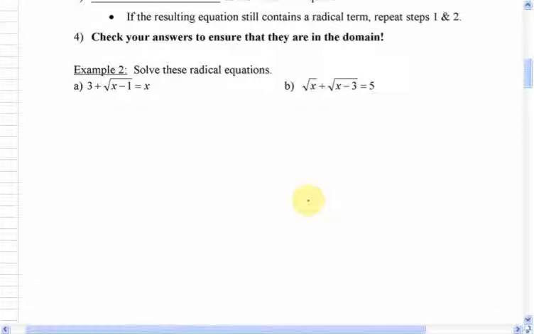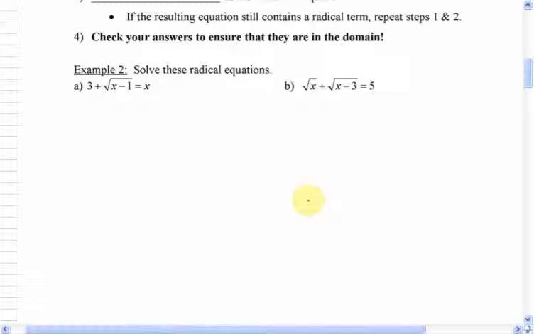Okay, everybody. So, section 5.3, we're doing radical equations. By the way, you'll need this stuff for sure if you're taking calculus next year, so make sure you know how to solve these equations. Also, if you're doing Math 12, you'll see this stuff again, so make sure you pay attention here.